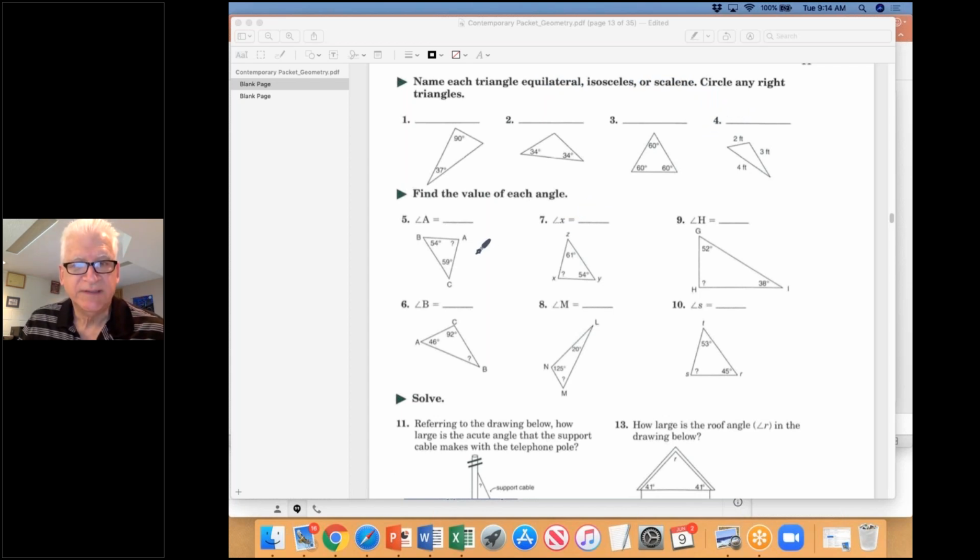Now let's go to finding the value of angles in triangles. Again, using our 180 property, we have three angles here. B is 54, C is 59, and we're trying to find A. We could do that by taking 180 and subtracting the sum of the other two remaining angles. So 54 plus 59 equals 113. And then we do the subtraction there.